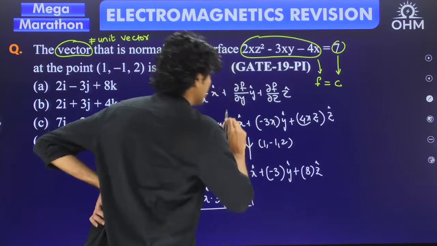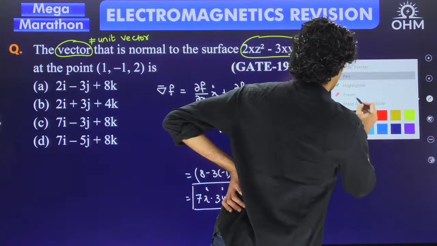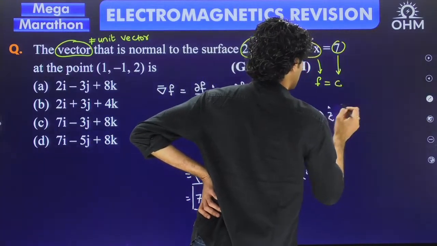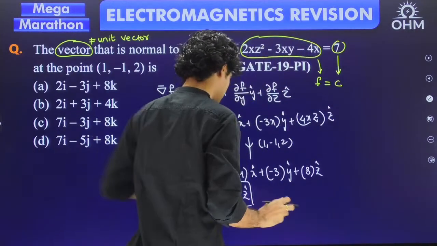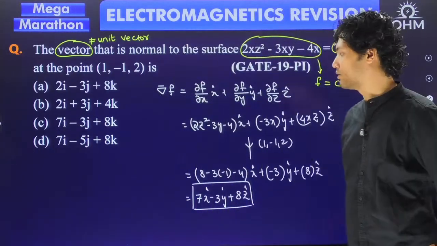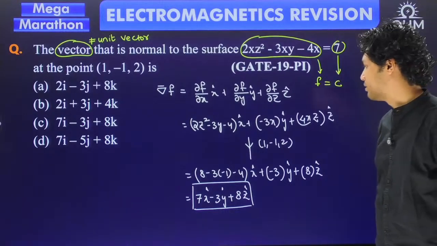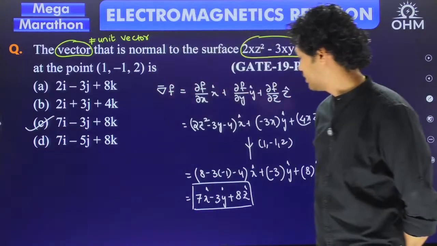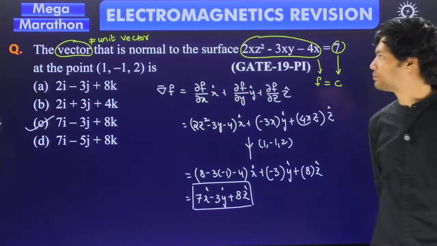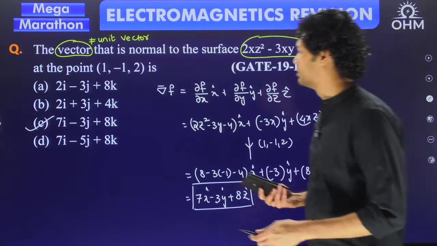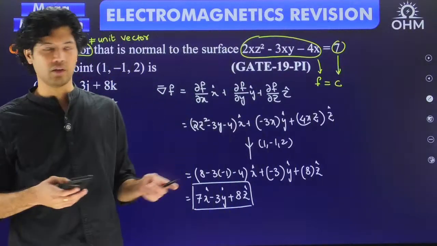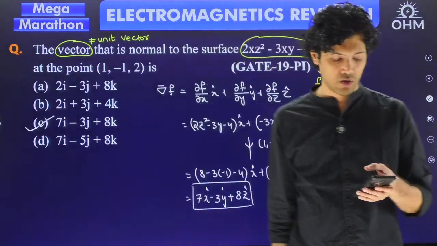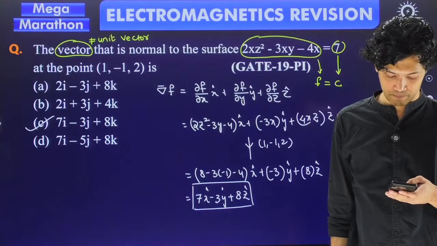In 2019 we didn't have MSQ, so I don't have to verify other options. Now what could be the other options here? Anyone? What could be the other correct answers for this question? Plus, minus, apart from that, what else? I have 7, minus 3, 8, and I got option C as the correct answer. But the other correct answers here are any other vectors which are parallel or anti-parallel to the given vector.